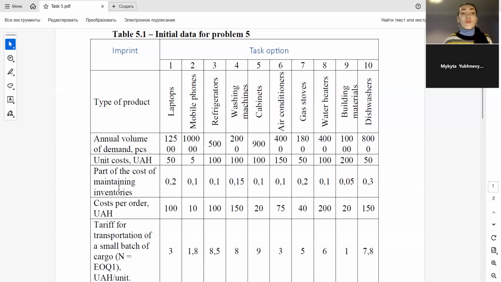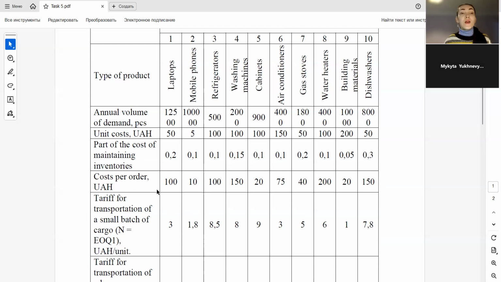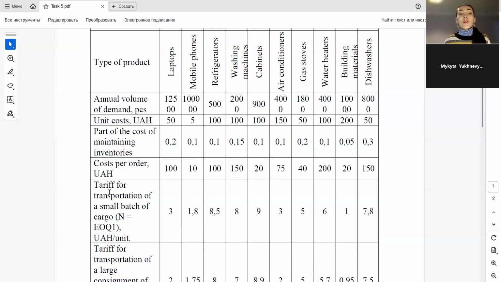Part of the cost of maintenance of inventories, which is a part, it is not a percent, it is already in parts. For example, for the first variant, it is 20% or 0.2 part of the cost. Cost per order. Tariff for transportation of a small batch of cargo.